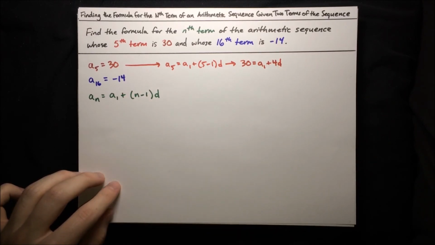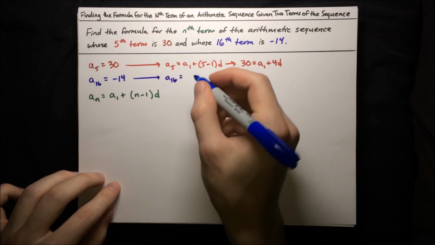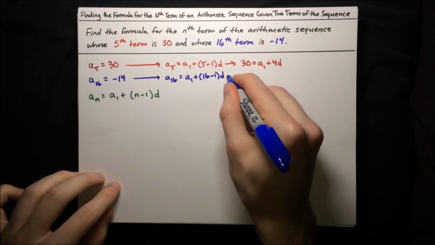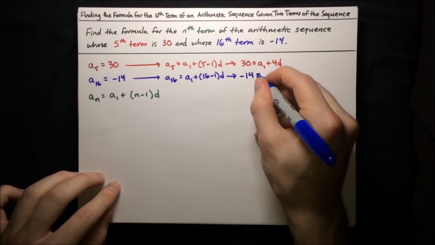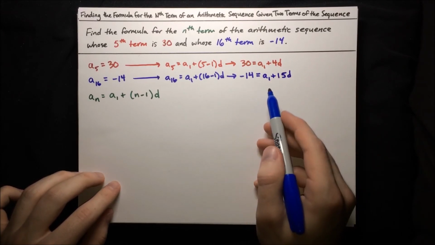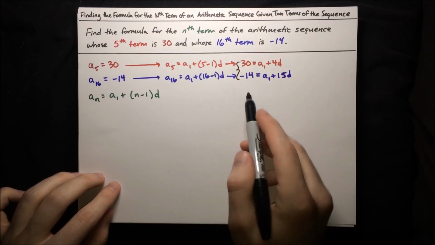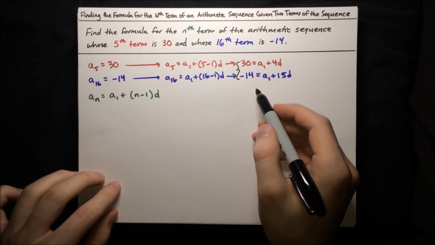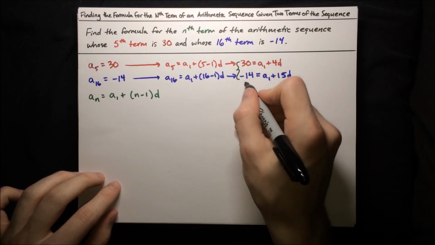Okay, and now how about a16? So doing the same thing with a16, we have a16 is equal to a1 plus 16 minus 1 times d. And then substituting for a16, that's negative 14. So negative 14 is equal to a1 plus 15d. And now we have a system of two equations in a1 and d, and we can solve that system for a1 and d. So why don't we just solve this system by elimination? We have a1, a1. If we subtract, then we can eliminate a1, and then we'll just have an equation with d. So why don't we do that?